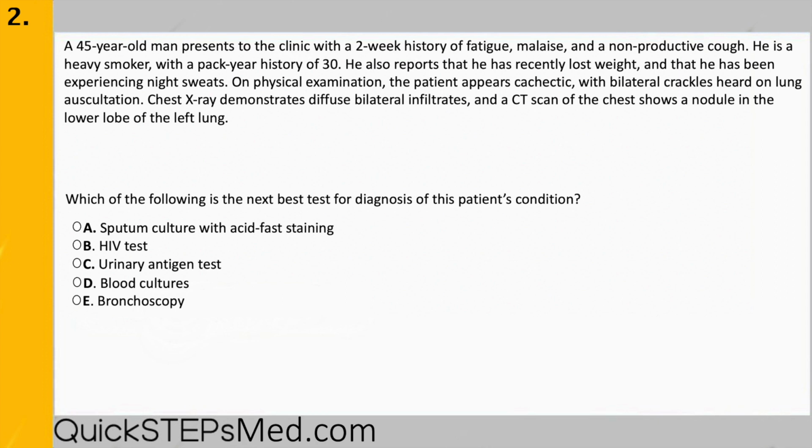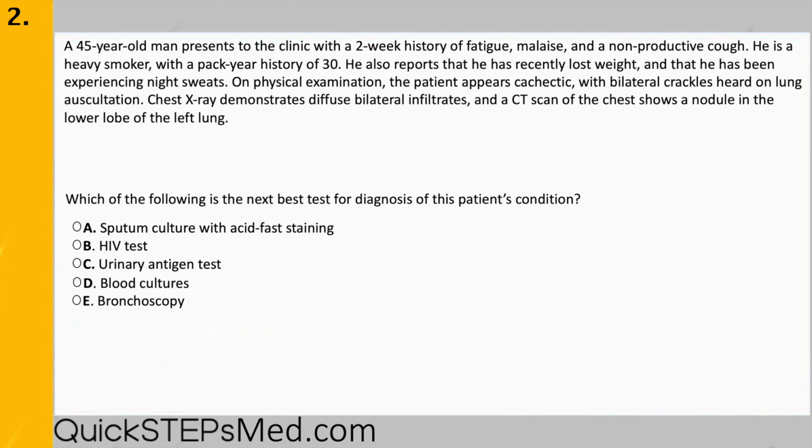A 45-year-old man presents to the clinic with a 2-week history of fatigue, malaise, and a non-productive cough. He is a heavy smoker with a pack-year history of 30. He also reports that he has recently lost weight and that he has been experiencing night sweats. On physical examination, the patient appears cachectic, with bilateral crackles heard on lung auscultation. Chest X-ray demonstrates diffuse bilateral infiltrates, and a CT scan of the chest shows a nodule in the lower lobe of the left lung. Which of the following is the next best test for diagnosis for this patient's condition?